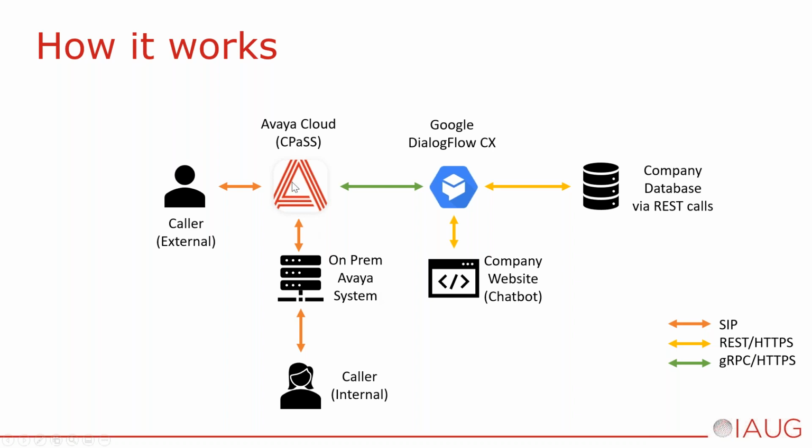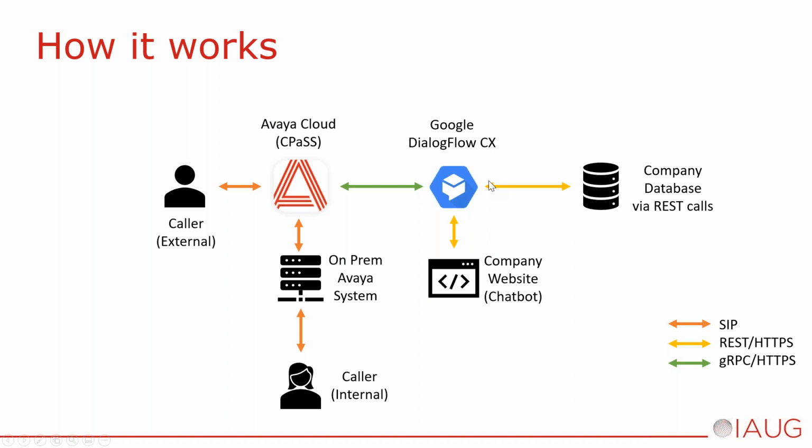I could have easily just exposed a public phone number that you could call into, and then that would connect to the same system as well. In the background, what's happening is the Avaya CPaSS then connects up to Google Dialogflow CX using a protocol known as gRPC. And then there's the programming that's actually done within the Google Dialogflow CX. That provides all the voice utterances, all the language understanding and all that going back and forth.